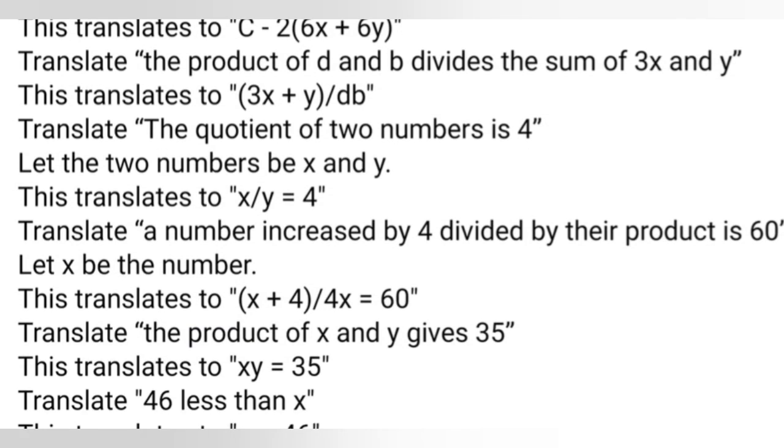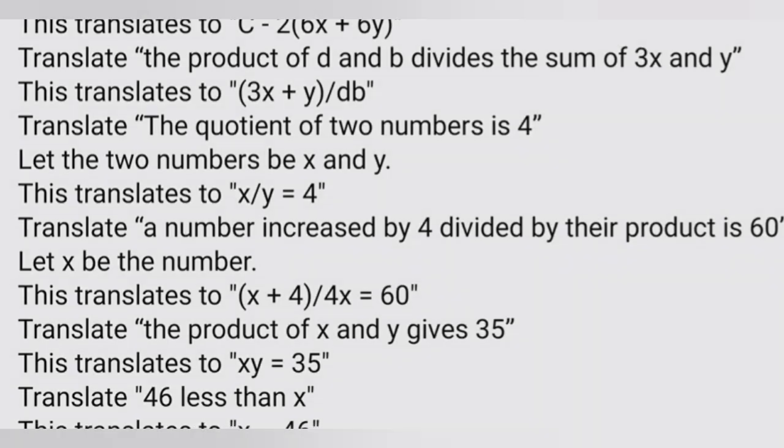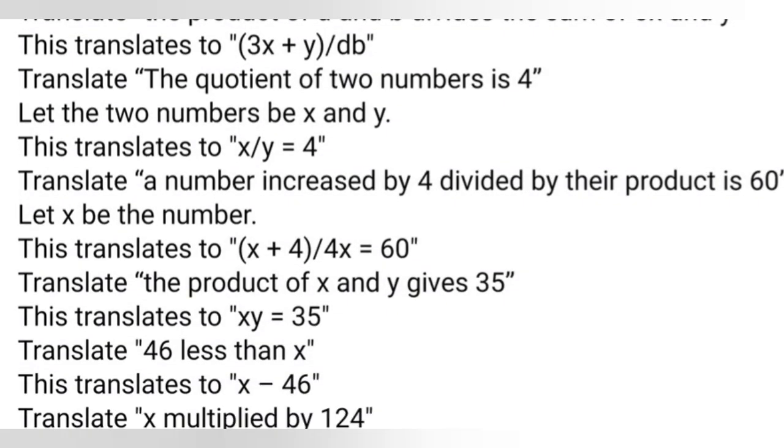Next, a number increased by 4. Okay, a number is x, so we say x plus 4, divided by their product. So the product of x and 4, that's 4x. That's why here it is x plus 4 over 4x. And then the divided by product is 60, so that's equal to 60. As you can see there, x plus 4 divided by 4x is equal to 60.